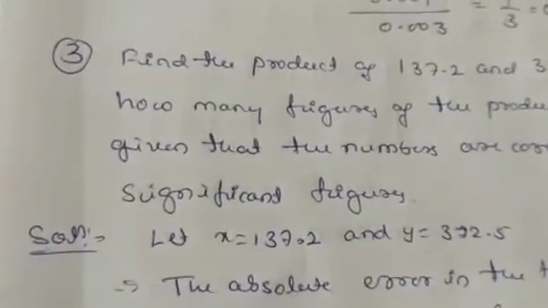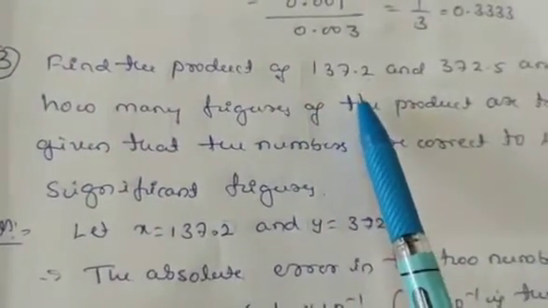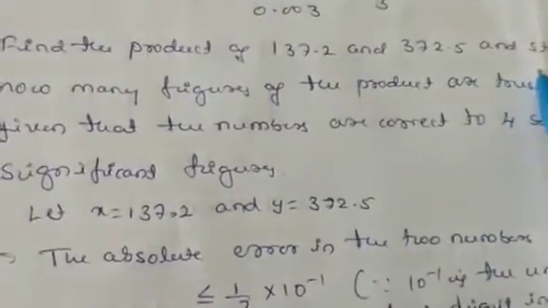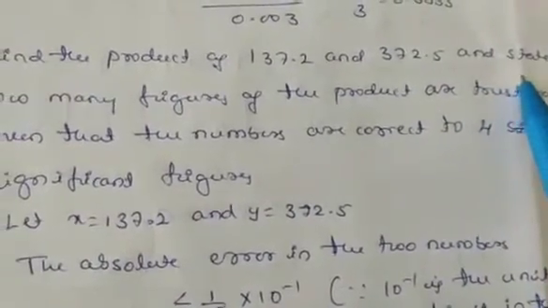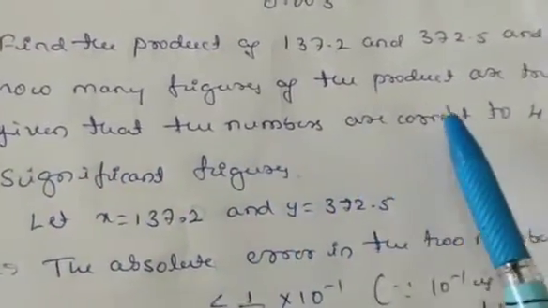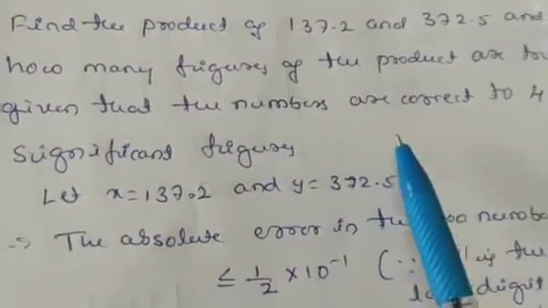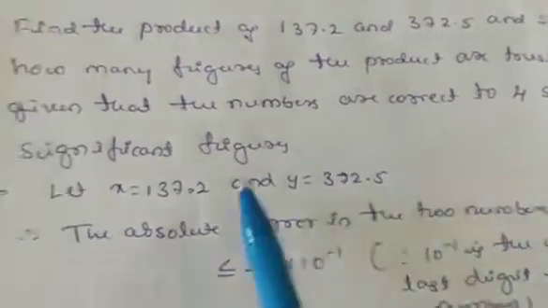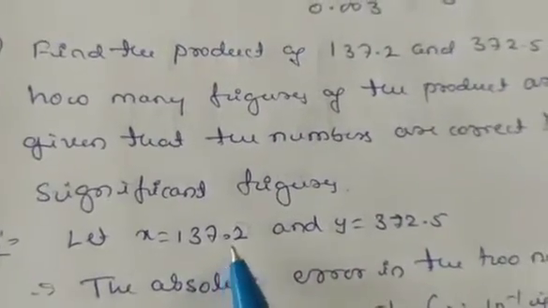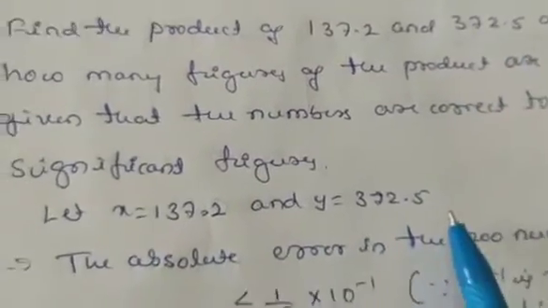Let us take one more example. Find the product of 137.2 and 372.5, and state how many figures of the product are trustworthy, given that the numbers are correct to 4 decimal places. So let us take x as the given numbers: x is 137.2 and y is 372.5.